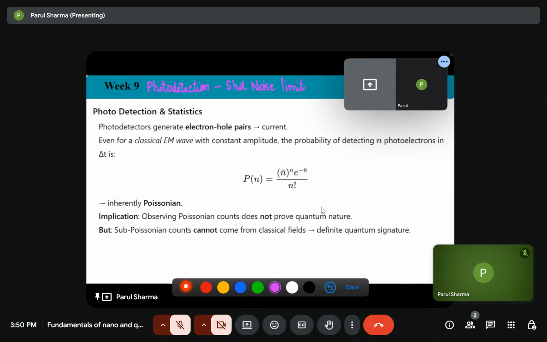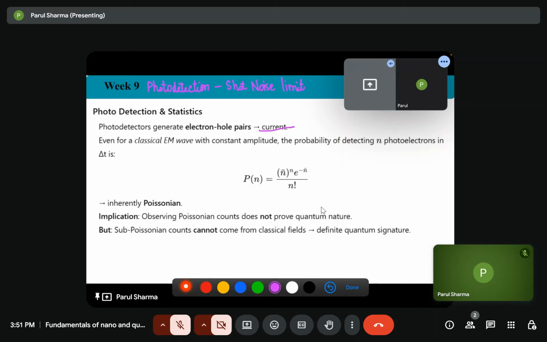Okay. So first of all, suppose we are having a classical electromagnetic wave with a constant amplitude, and so that EM wave is incident on a detector. It means we are depositing some energy into the photodetector, and that energy will generate the electron hole pairs that will give us the photocurrent.